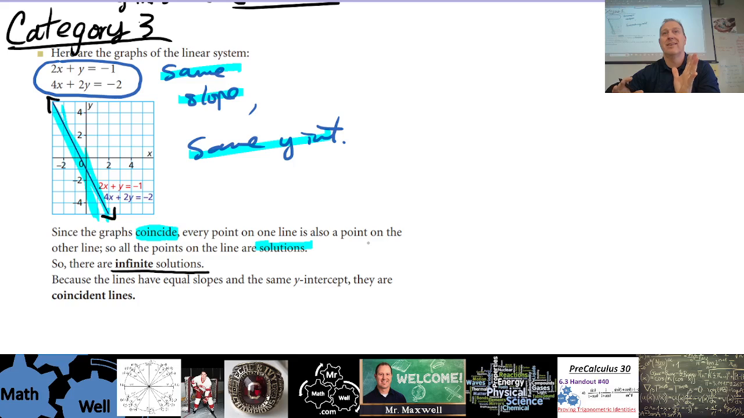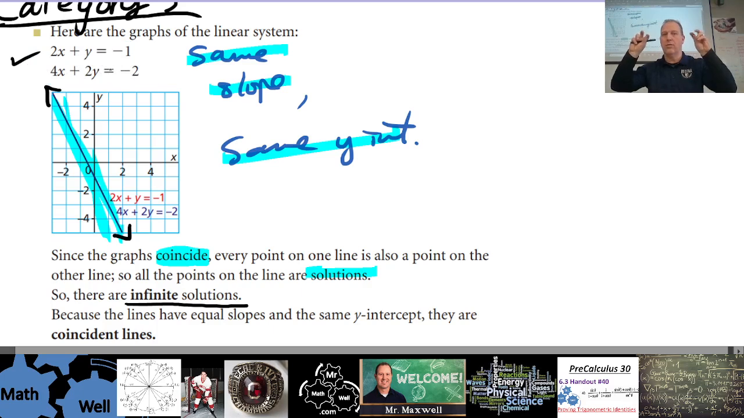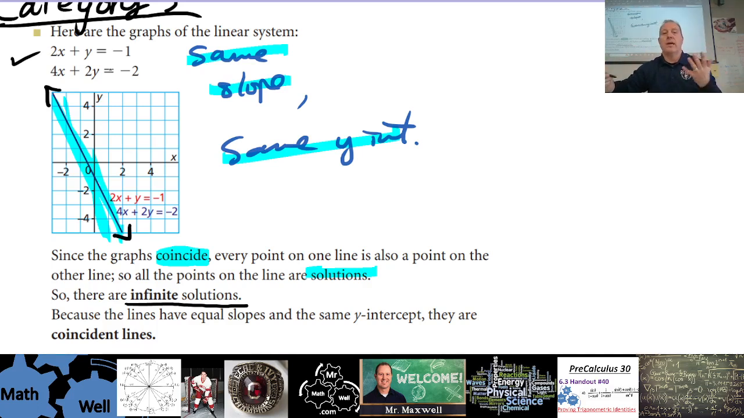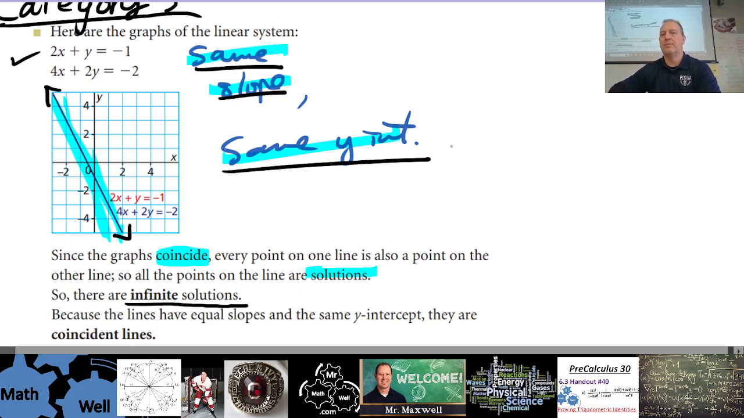Category 3. You guys listening now? Category 3. This is when the lines are actually the same. Now, they don't look the same. Okay, they're in different form, but notice that one line here is just double the other line. If you multiply everything by 2, you don't change the line, you just change how it looks. So 2x becomes 4x, y becomes 2y, negative 1 becomes negative 2. This is all just doubled. And when you have two lines where one is just multiplied by a constant number, it's actually the same line. So category 3 is when one line is exactly the same as the other line in the system. They have the same slope and the same y-intercept.